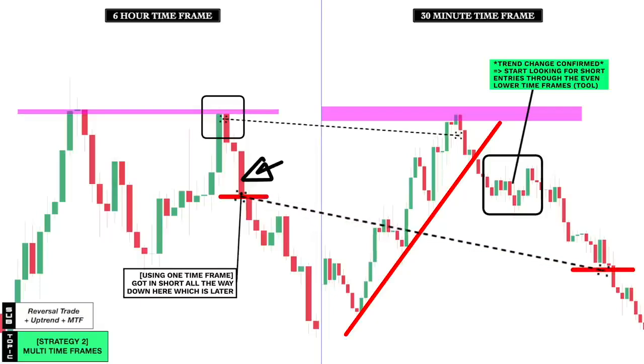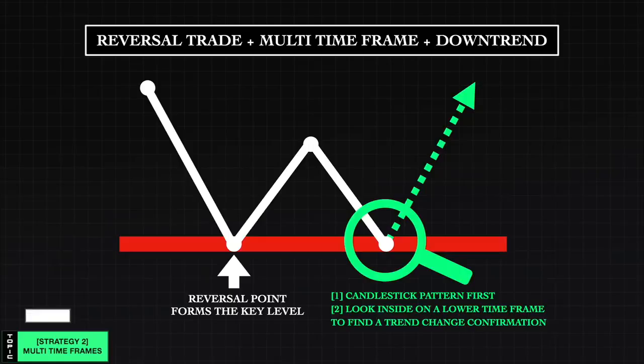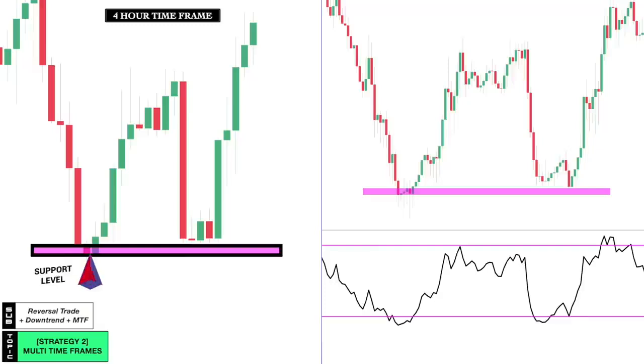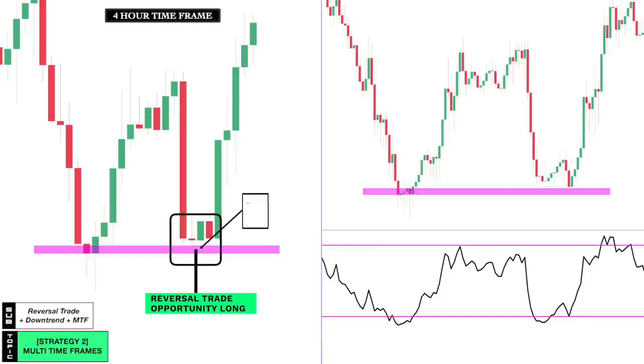So going in the opposite direction, a reversal trade in a downtrend using multi time frames. On the left is the 4-hour time frame. You had your key level of support because of this reversal point. And this is where your reversal trade opportunity long presented itself, and it's where you had multiple long wick candles form at the level.